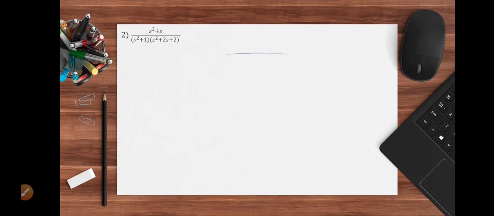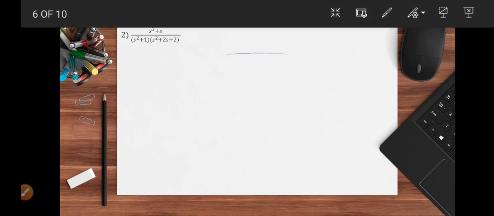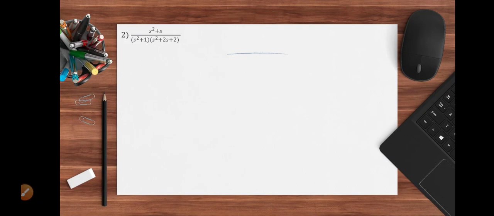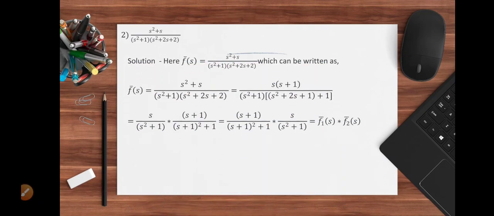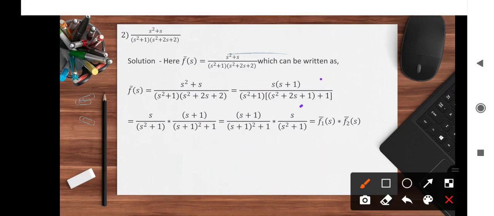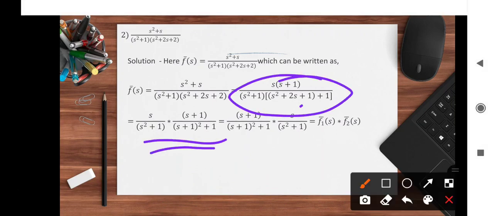This is f bar of s. You have to write it as a product of two functions of s. Now see here, we can write this numerator s square plus s as s into s plus 1. We can take s common, so it can be written as s into s plus 1, so that we can split this complete function like this, that is s upon s square plus 1 into s plus 1 upon s plus 1 bracket square plus 1.